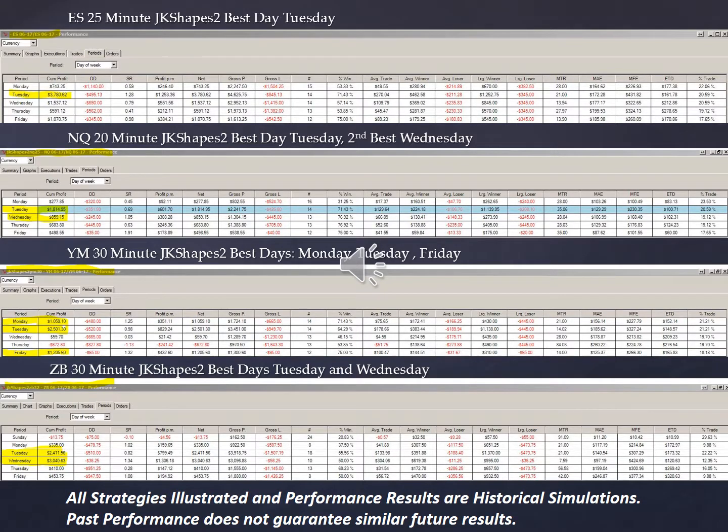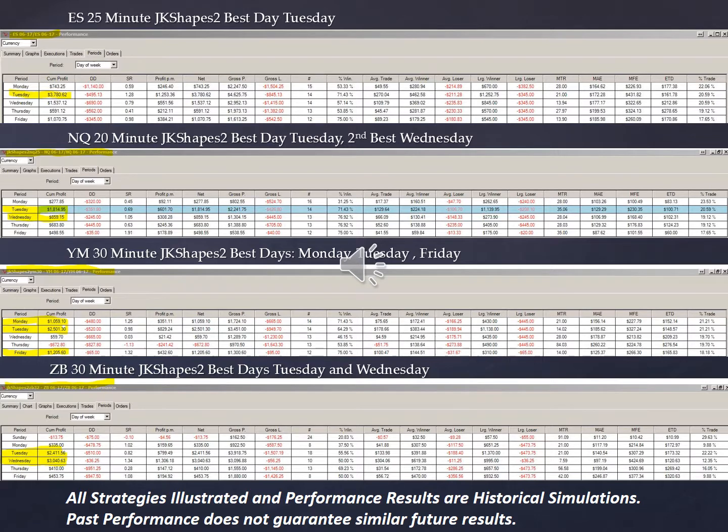Now, those of you who have Ninja, besides looking at the daily and the weekly and the monthly reporting, you can look at how a system does on the day of the week. And these are short-term tests. This is the optimizations we just put up a week or so ago on JK shapes for the various markets of the stock indexes and the bonds. But the thing I wanted to bring to your attention is that even though this is like a 3-month test, there's a real pattern that comes about here. And I highlighted in yellow the best one.